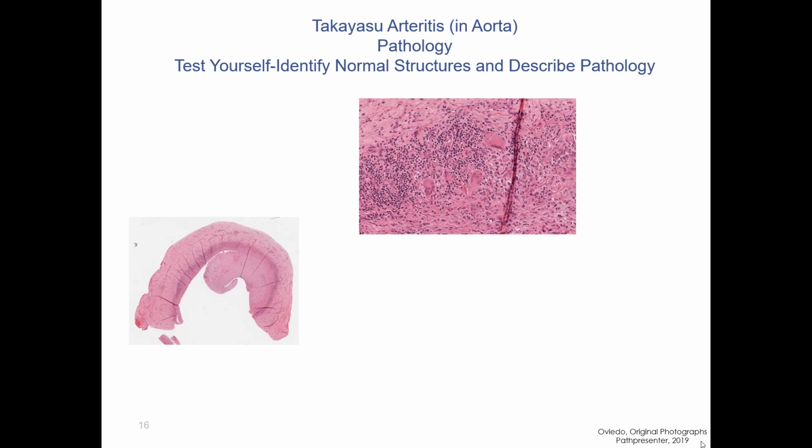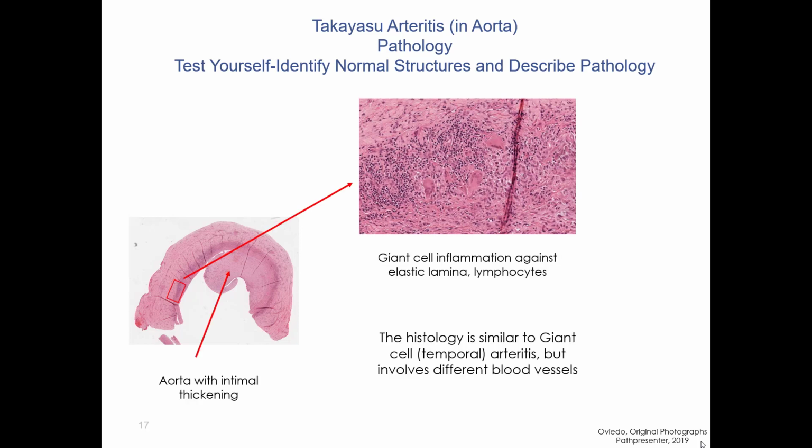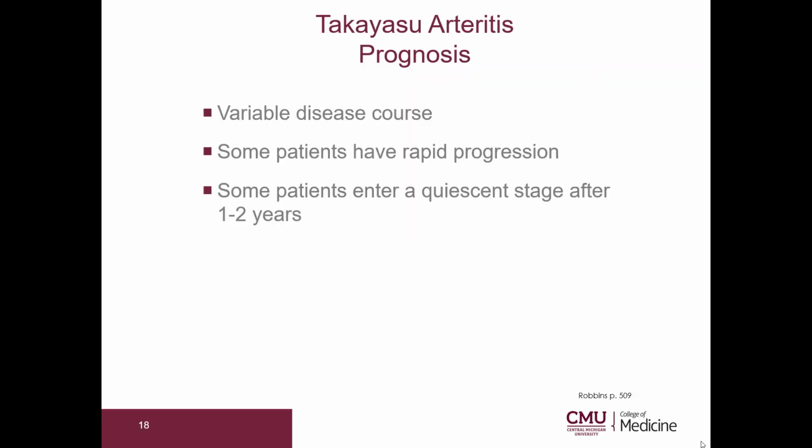Here's the pathology. Go ahead and describe the photographs. The answers will be on the next slide. You can see on the left, the aorta has significant intimal thickening. On the top right, you can see there is giant cell inflammation against the elastic lamina, and there are also lymphocytes present. This histology is very similar to the giant cell temporal arteritis, but of course it is affecting the aorta. Takayasu arteritis has a variable disease course. Some patients have a rapid progression. Some patients enter a quiescent stage after 1 to 2 years.